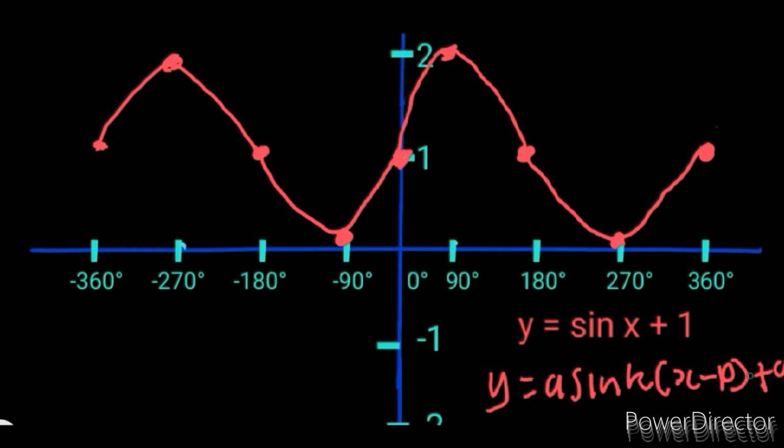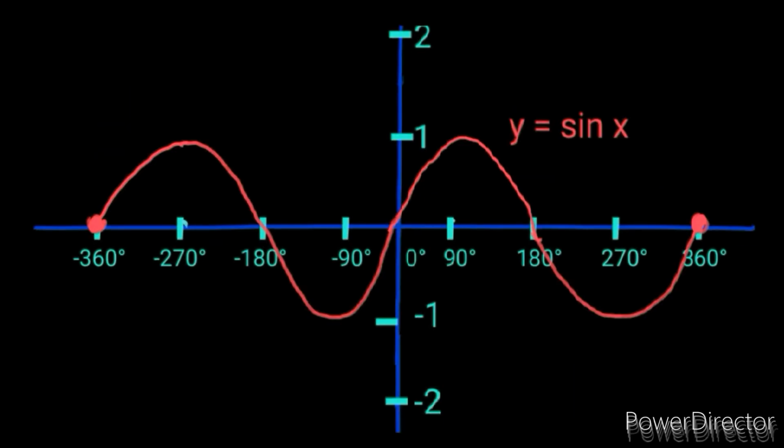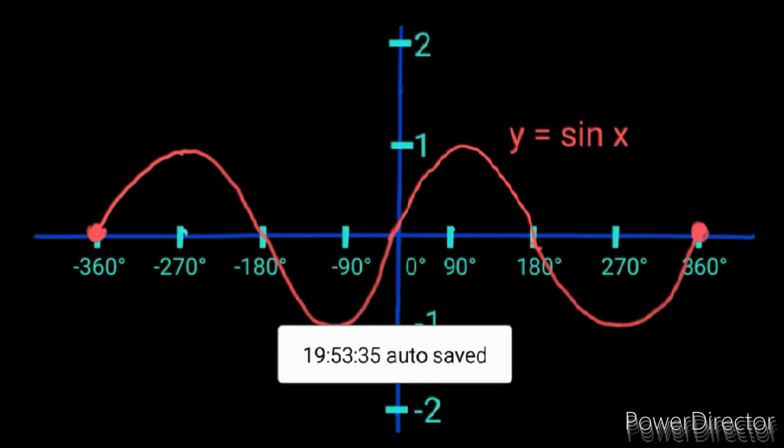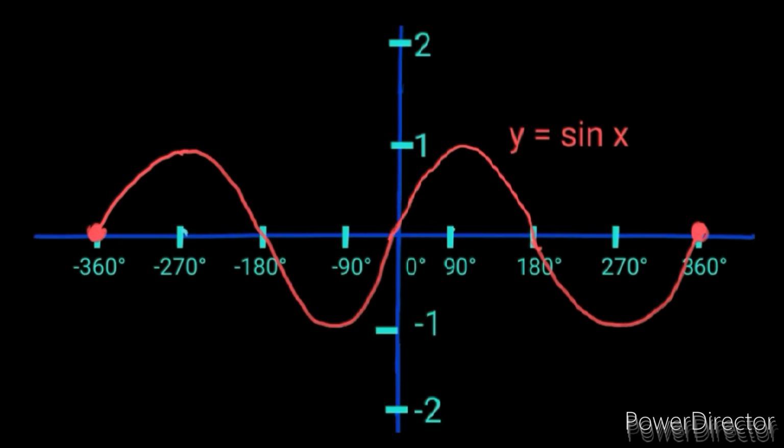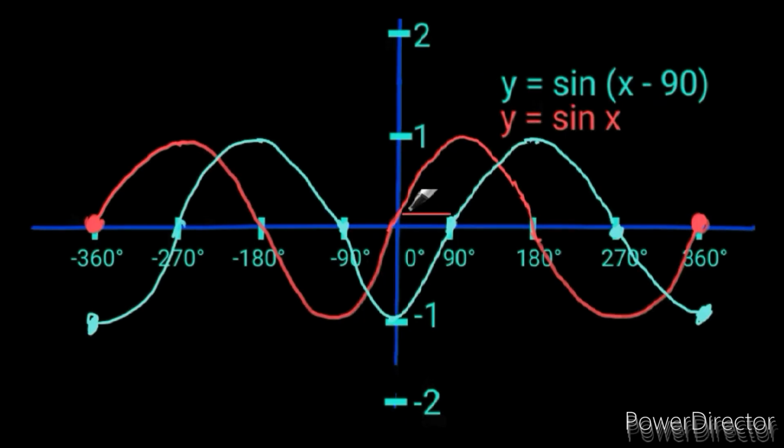Now that we've talked about Q, let's talk about P. Let's take a look at the original graph once more. Let's say we want to draw a new graph, y equals sine x minus 90. This affects the horizontal shift. This is how the graph of y equals sine x minus 90 will look.